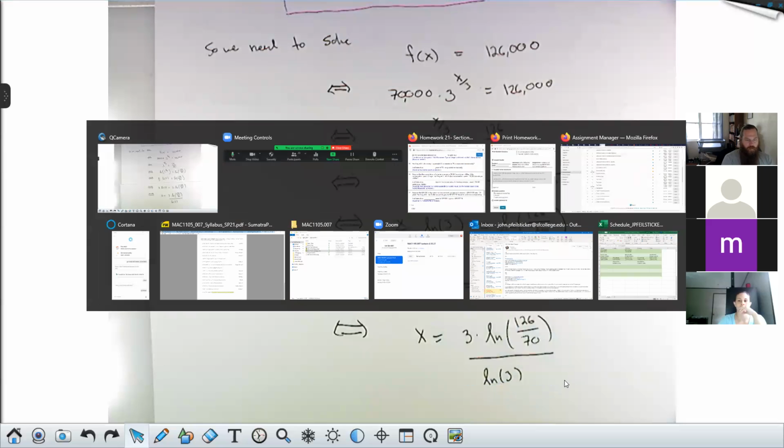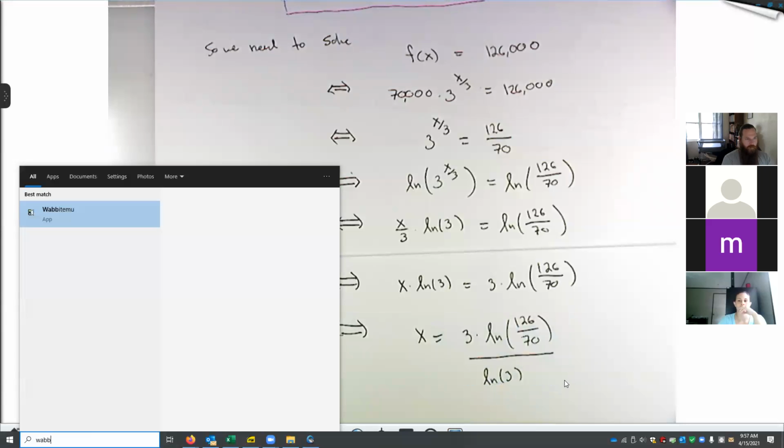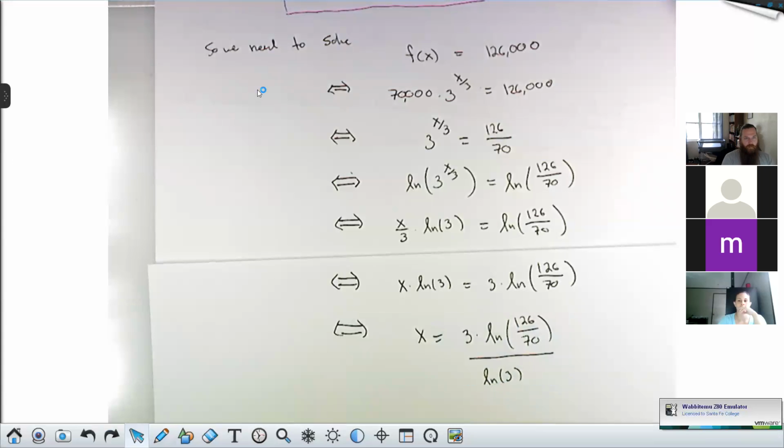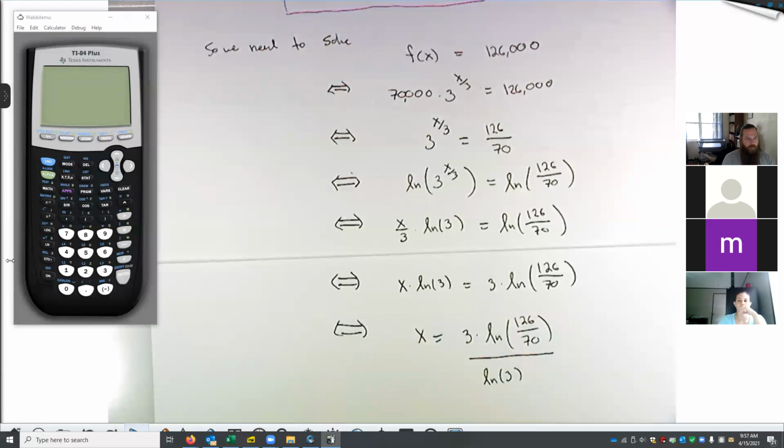So we can feed this to our calculator if we want a decimal. We want to get a feel for how large this number is. I can take 3 times the natural log of 126 divided by 70. Close that parentheses, and then divide that by the natural log of 3. And we get about 1.605.